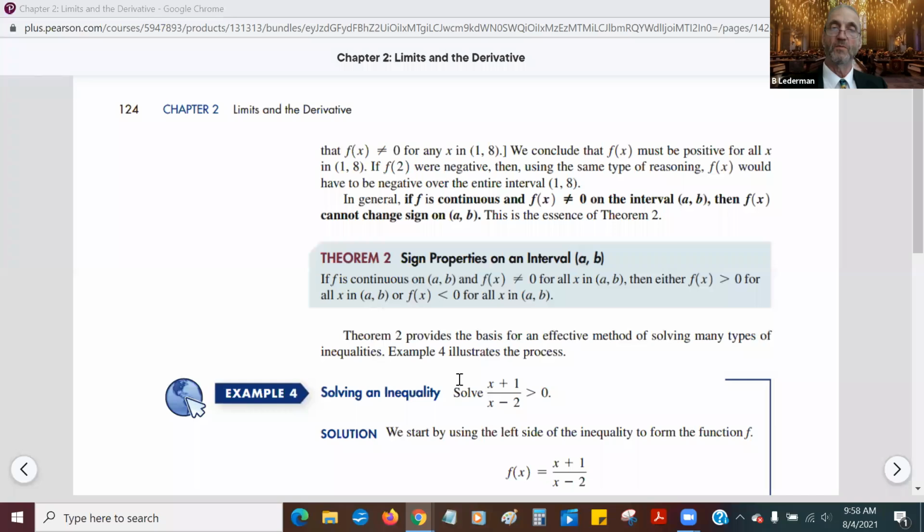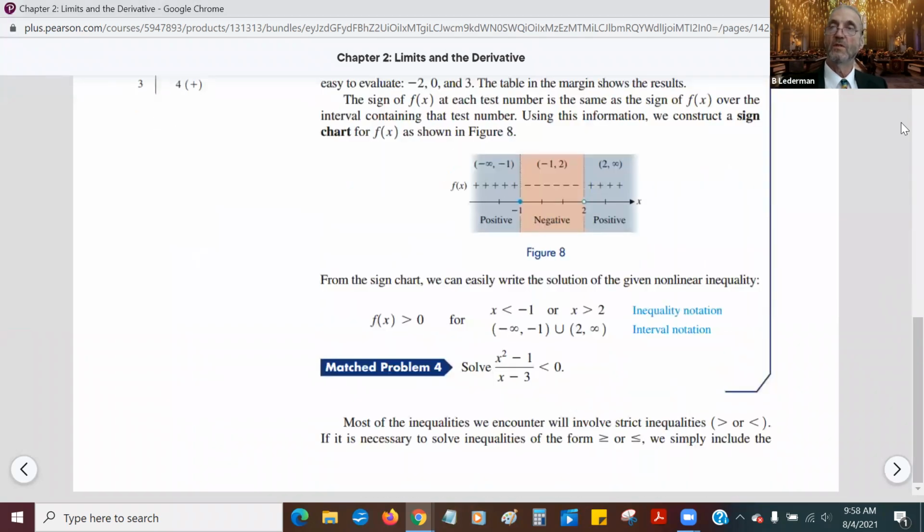So for example, suppose I have x plus 2 over x minus 2 greater than 0, something we've seen in algebra. So, whoops.